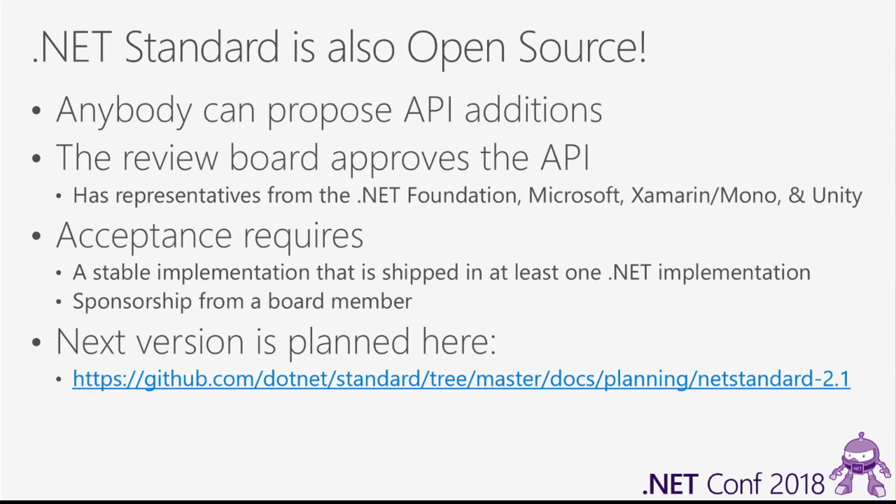The other thing we require is that one of the people on the review board sponsor the API and shepherd it through the whole approval process. And if you're curious, there's a next version of the standard that is currently in planning. It's 2.1, as you might expect from the version number, since we just shipped 2.0. There's a planning doc on GitHub that you can read, and there are pull requests with API additions. So if you want to be involved with the standard, that is where you can do that.